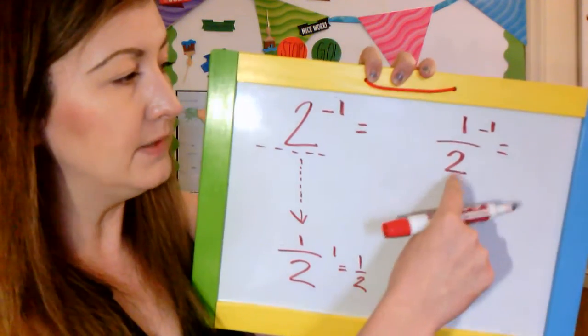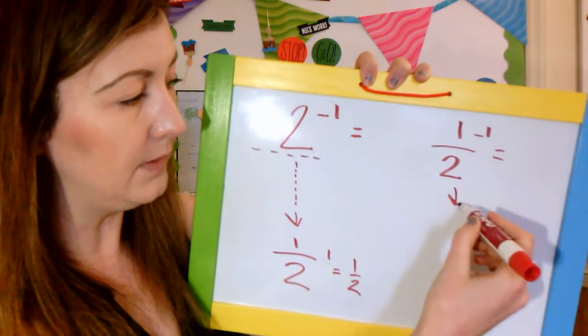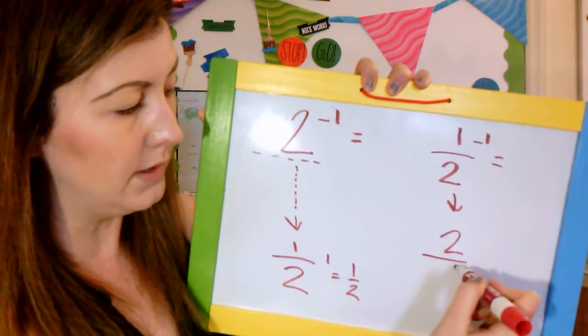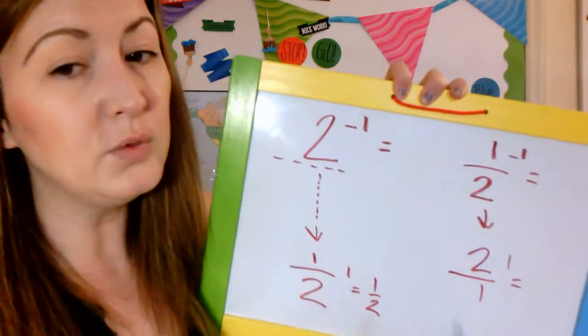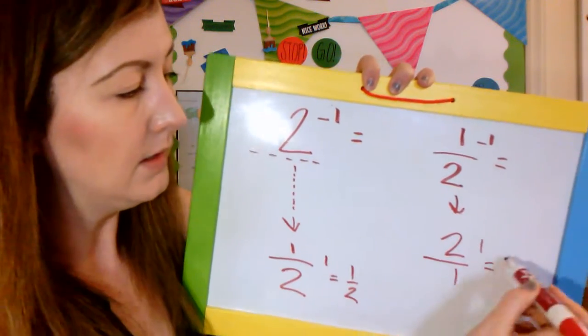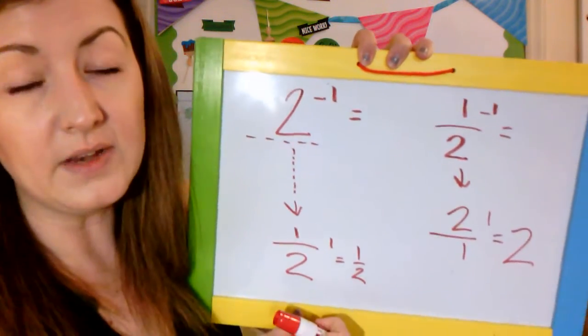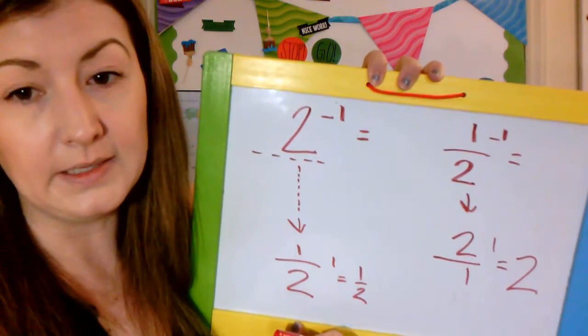If your base number happens to be a fraction, you're still going to flip it, so it would then become 2 over 1 to the 1st power, which we know 2 over 1 is just 2. So your answer is 2. So anytime you have a negative exponent, you simply flip your base number.